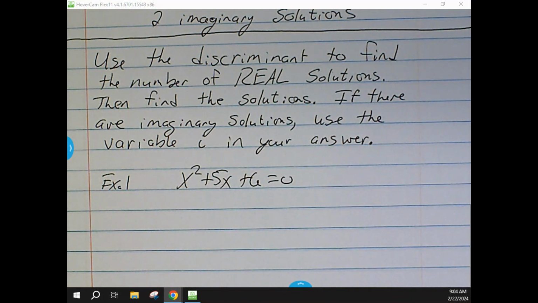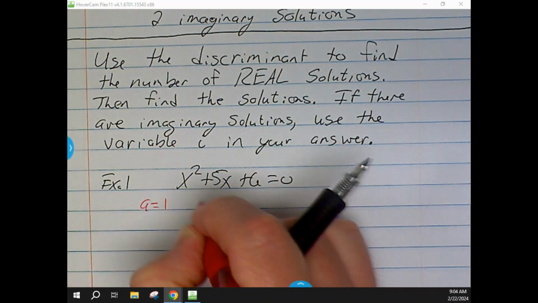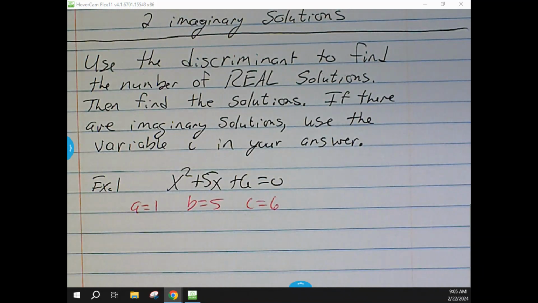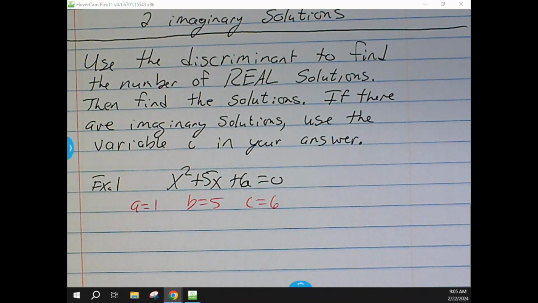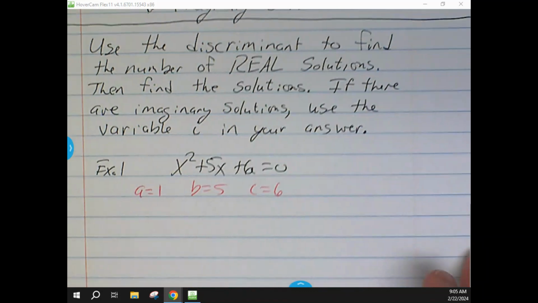All right, so here we go. Example 1: x squared plus 5x plus 6. Okay, so the a value is 1, b value is 5, c value is 6. And again, the very first thing we're going to do is use the discriminant to figure out how many answers we're looking for.